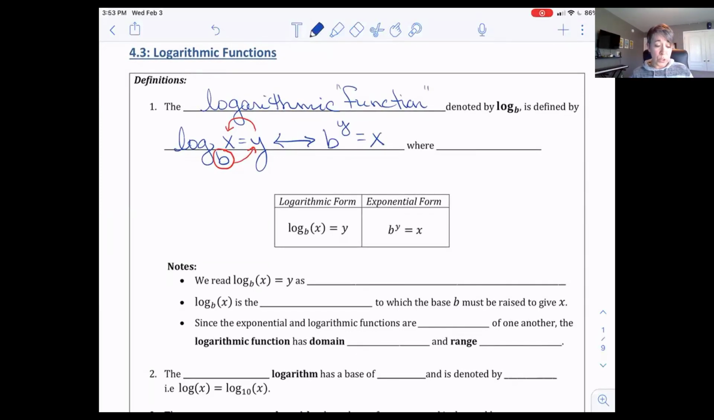Now, in logarithms, we do have some restrictions. Our base has to be a positive number. If it's negative, then when you take it to a different exponent, it's just going to oscillate between a negative and a positive number. Also, our base cannot equal 1. Otherwise, no matter what the exponent is, it's just going to give us 1. So might as well just write the number 1. And since our base has to be positive, that means that argument of x also has to be positive.